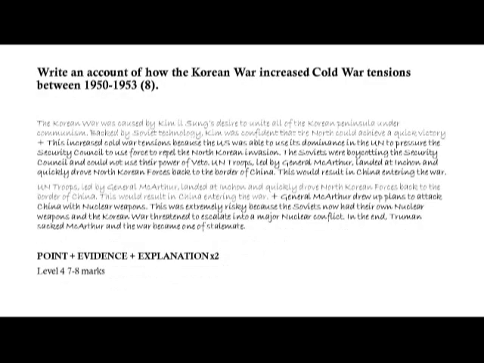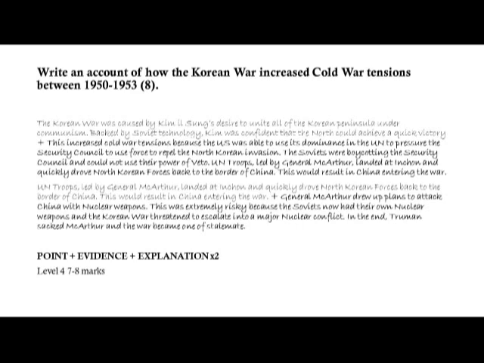So you could get a question on the Cold War in Asia. It hasn't been assessed that much, so there's a very good chance that this could come up. So you've got an exemplar here. Write an account of how the Korean War increased Cold War tensions between 1950 and 1953.